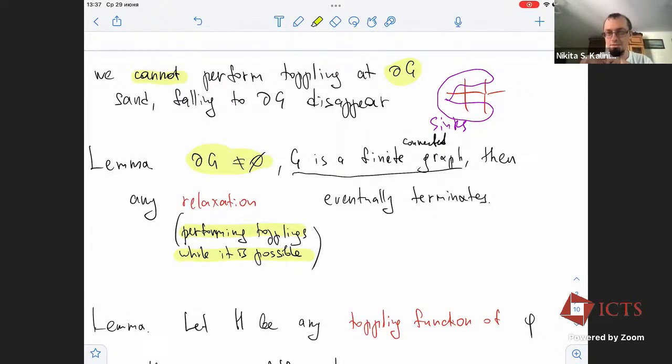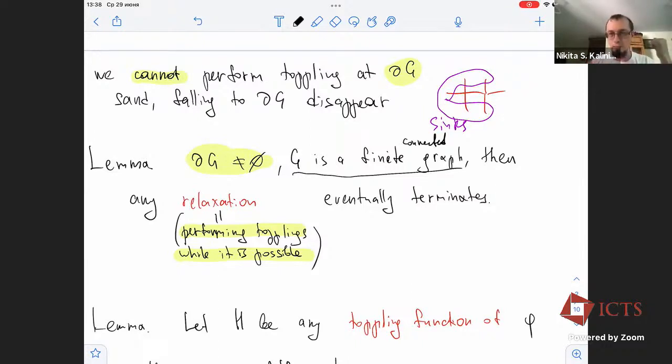Maybe you could explain a bit. And also I had a question, what is the word relaxation? Maybe you said it, I missed it. A relaxation is performing topplings while it's possible. Okay, I see. So I look for vertices with a big number of grains and perform topplings. And if in my state the number of grains at each vertex is less than its degree, then I stop. So it means that relaxation terminates.